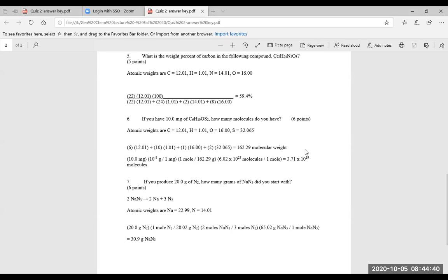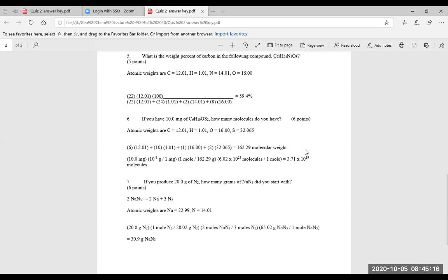You were given the equation and then atomic weights. One of the key takeaways for the equation was knowing what those mole ratios were. You needed to change 20 grams of N2 into whatever number of grams of NaN3 you would get. So we had to convert things into moles and then use the mole ratio to solve this problem. For the 20.0 grams of N2, you needed to calculate the molecular weight, which would be 2 times 14. So that's where the 28 comes from.